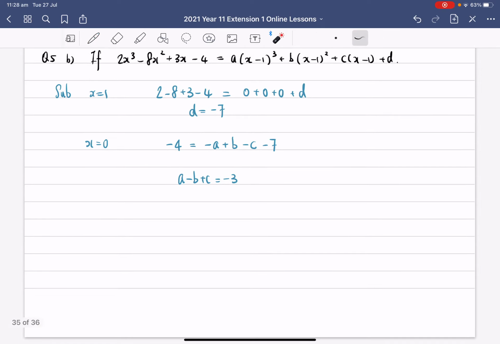So now, as you can see, I've got an equation with 3 letters, unknowns. I need to have at least 3 equations with a, b, c in it to solve this for a, b, and c. So I have to keep going.